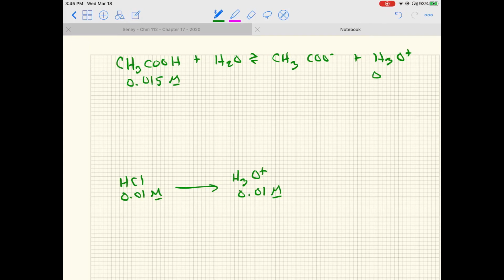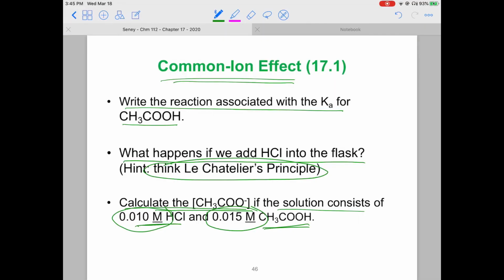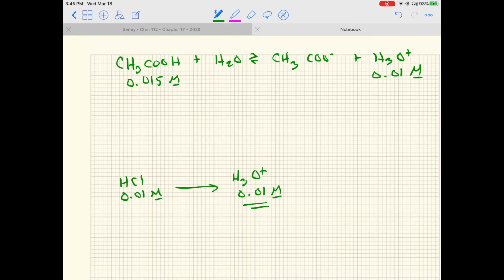So that means up here, this is not going to be 0. I'll have 0.01 molar up here because of this strong acid. And so if I want to know, I think it asks us to calculate the acetate concentration. That means I really need to know what happens after everything settles out and heads towards equilibrium. So I need an ICE table in order to do that. We don't have to deal with water.